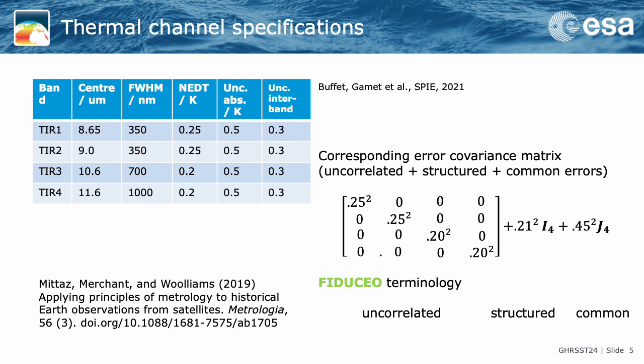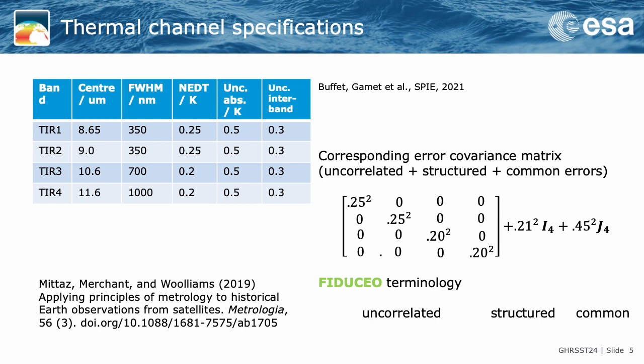There is the NE delta T, which is the uncorrelated noise in each of the channels, which ranges between 0.2 and 0.25 Kelvin as an expectation, as a requirement. And then there are the calibration requirements, which are shown in the right 2 columns. The absolute uncertainty, or the uncertainty in the absolute calibration of the channels, is required to be less than half a Kelvin. And there's also a specification to do with the relative uncertainty between channels, so the interband values on the right hand column of 0.3 Kelvin.